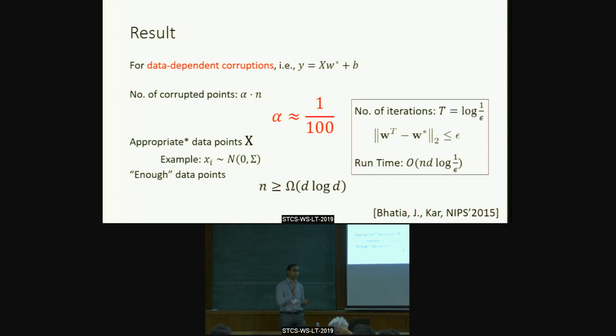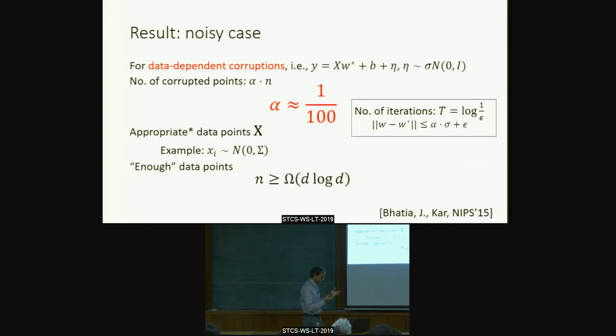And note that we are going to estimate our w star exactly. So although, let's say, 1% of the data points are corrupted arbitrarily, still you are estimating w star exactly. There is no loss in accuracy in w star. So it's as if the outliers were not even there, right? And the total running time of the algorithm is around order nd log 1 over epsilon, which is nearly optimal up to this log 1 over epsilon factor.